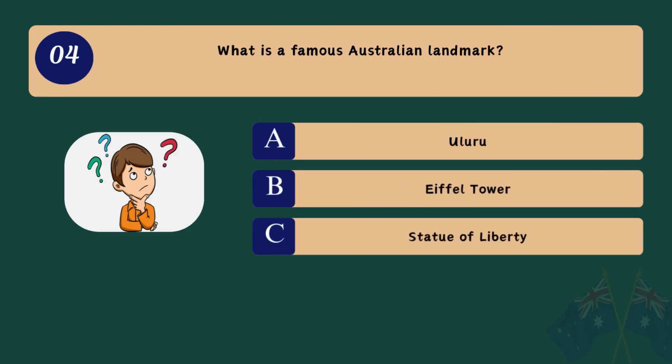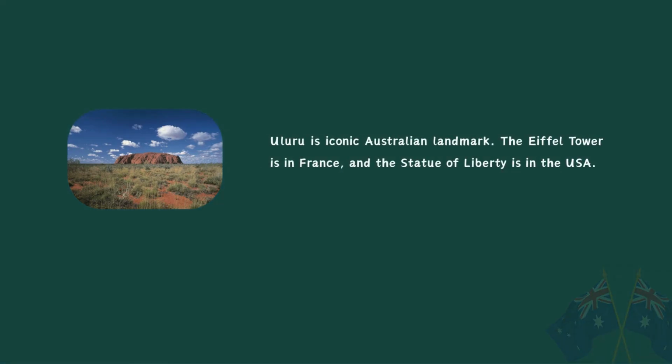Question 4. What is a famous Australian landmark? A. Uluru, B. Eiffel Tower, C. Statue of Liberty. Correct answer A. Uluru. Uluru is an iconic Australian landmark. The Eiffel Tower is in France and the Statue of Liberty is in the USA.